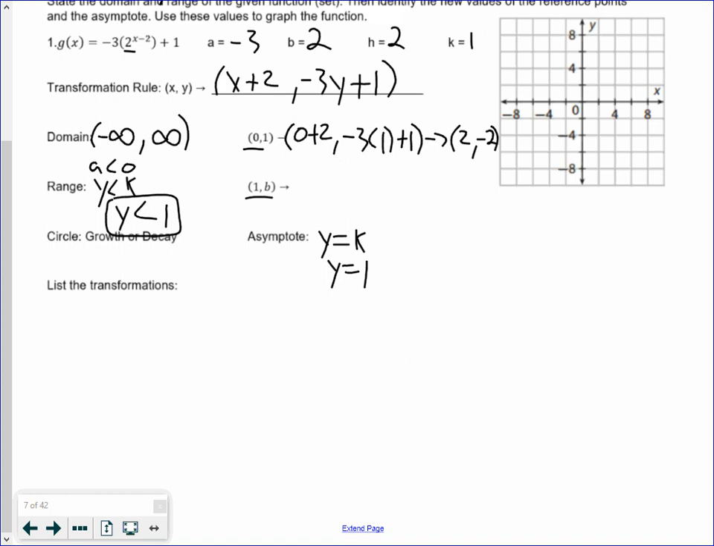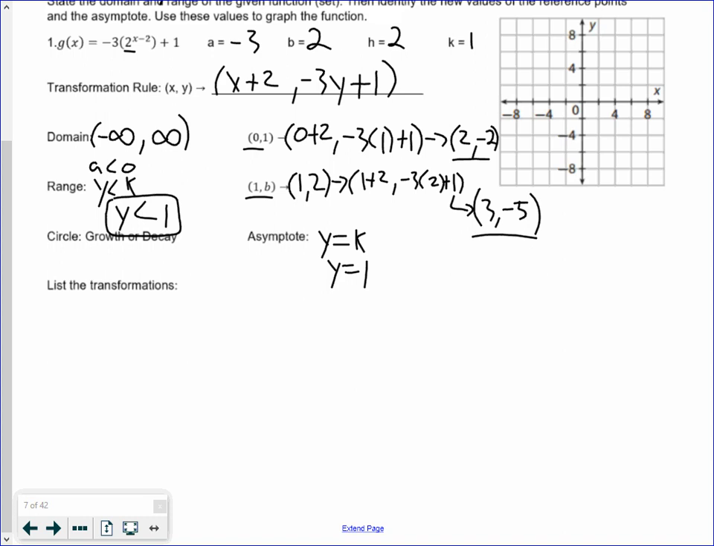And now let's figure out what our next transformed point is. For our next point, we're using the reference point 1, b. So in this case, that'll be 1, comma 2. So those are going to be our 2 reference points. And now we're going to plug 1, 2 into our transformation rule. That'll give us 1 plus 2, comma, -3 times 2 plus 1. And that'll give us the point 3, comma, -5. So that's our 2 new points.